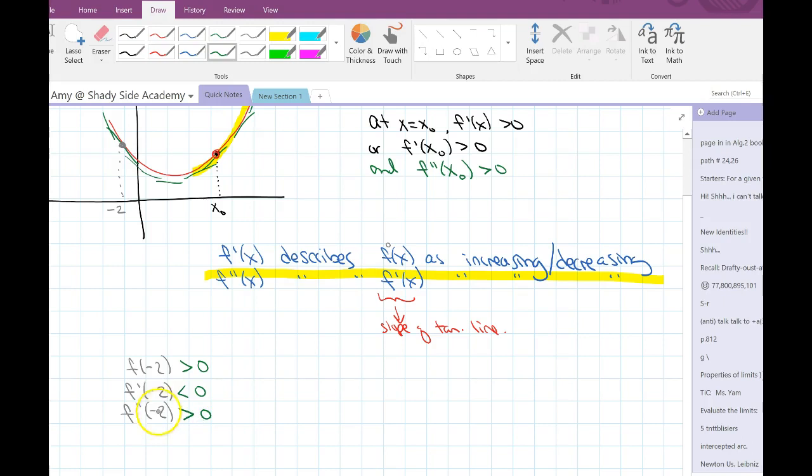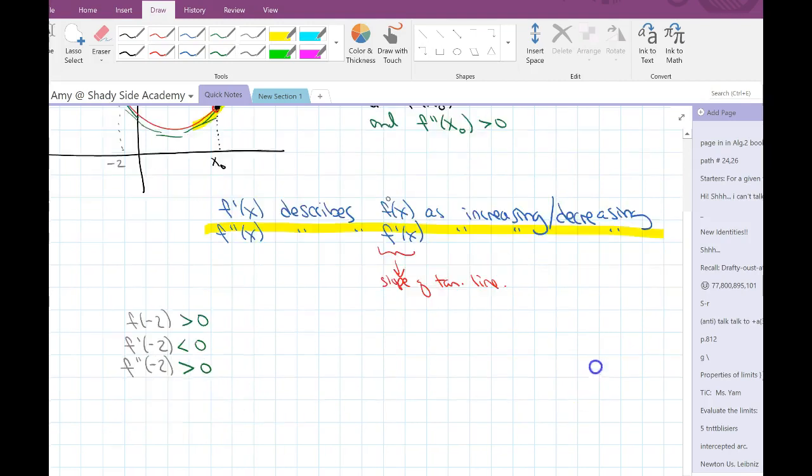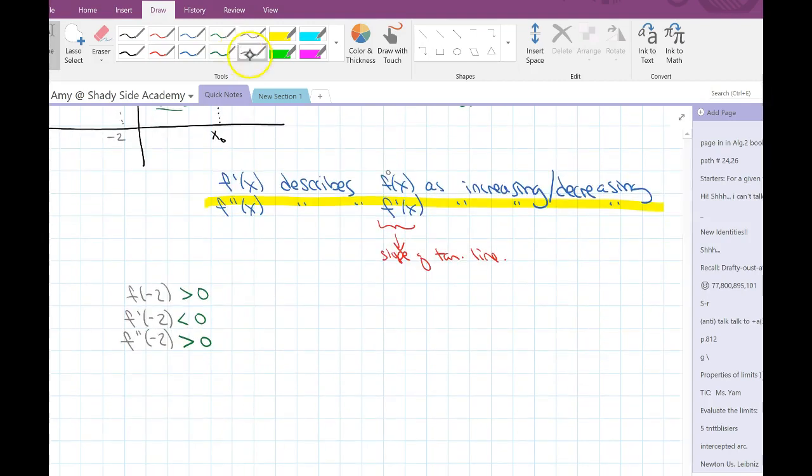It is possible for there to be a point where the first and second derivatives have opposite signs, because a function can be decreasing, yet the slopes of the line's tangent could be increasing, right? Really interesting, okay?